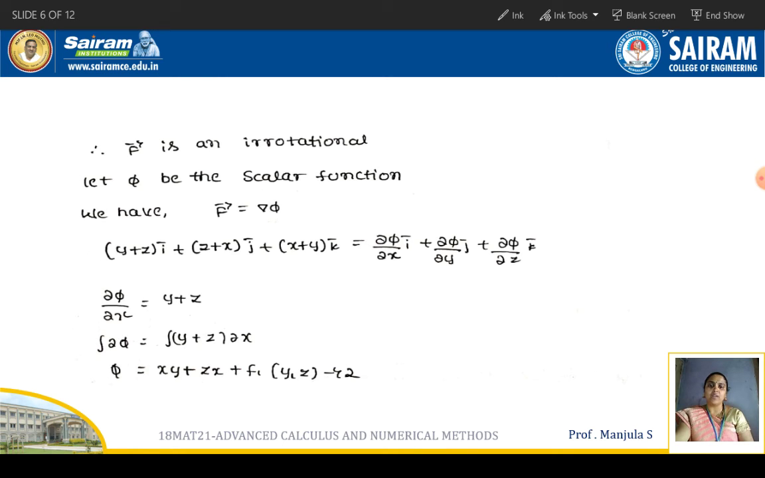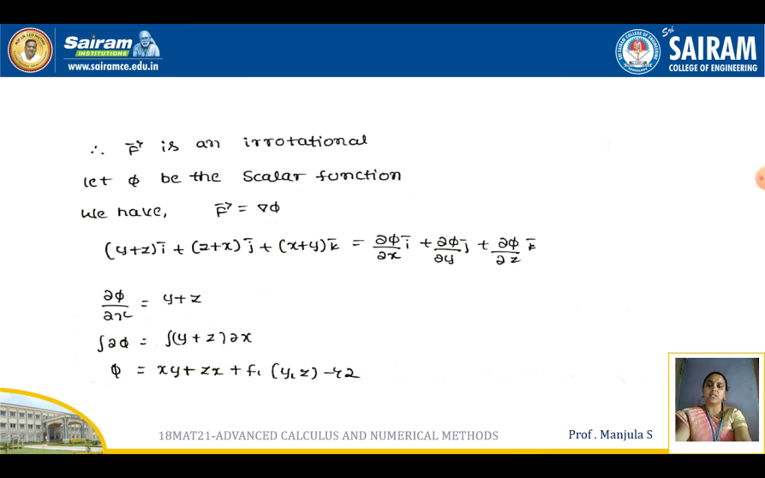So on equating both the LHS and RHS terms, we can write ∂phi/∂x equals y plus z. Since ∂phi/∂x equals y plus z, we just integrate with respect to x, so that integration and differentiation get cancelled. So phi can be written as xy plus zx plus some integral constant. That integral constant I am going to take as f of y comma z.